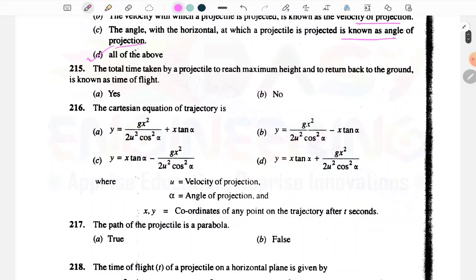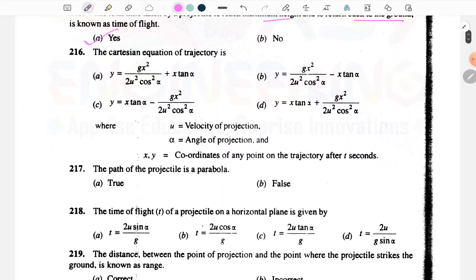The total time taken by a projectile to reach the maximum height and return back to the ground is known as time of flight. Is the Cartesian equation of the trajectory correct? You are saying correct. That is B. 216 is no, it's x tan alpha first, then minus g into x square by 2u square. This one is written in reverse here, so it can confuse you in the exam.